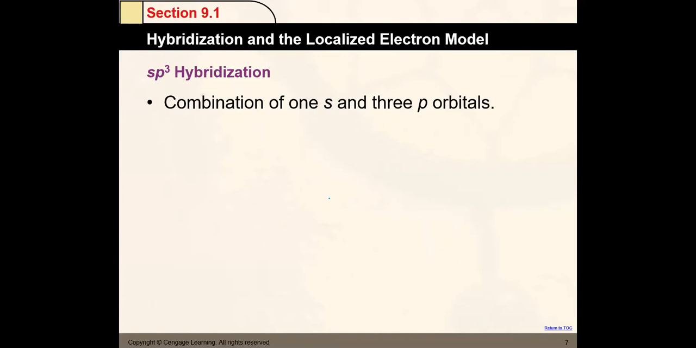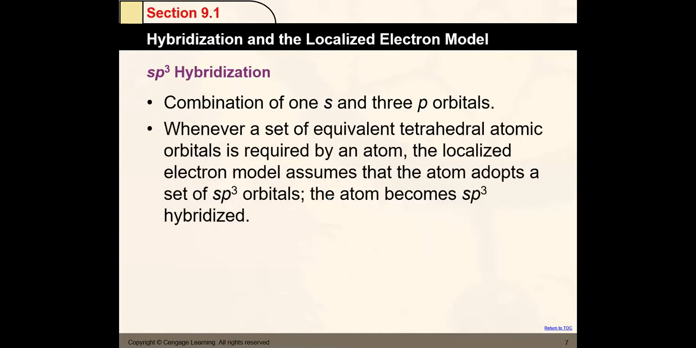In the case of the sp3 hybridization, we combine one s orbital and three p orbitals, all right? So whenever a set of equivalent tetrahedral atomic orbitals is required by an atom, the localized electron model assumes that the atom adopts a set of sp3 orbitals. Then the atom becomes sp3 hybridized, right? So whenever you need a tetrahedral atom, which maximizes the separation of 4 different groups, that's when you will bring up the sp3 hybridization.